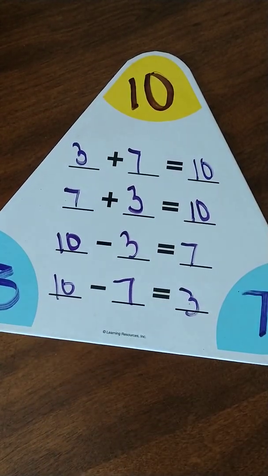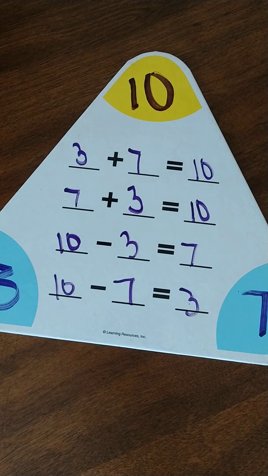So here is our fact family for the numbers 3, 7, and 10. 3 plus 7 equals 10. 7 plus 3 equals 10. 10 minus 3 equals 7. And 10 minus 7 equals 3. That is the fact family for those numbers. Let's do another one.